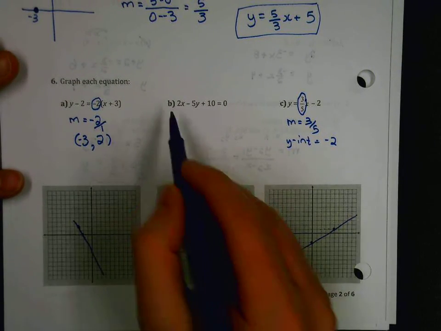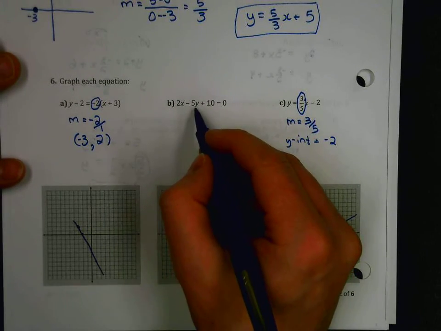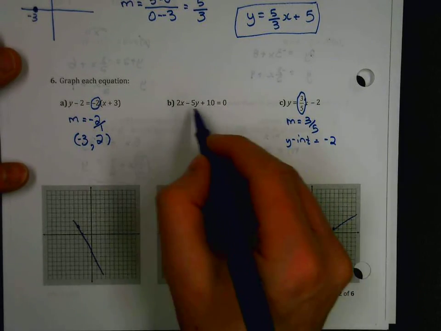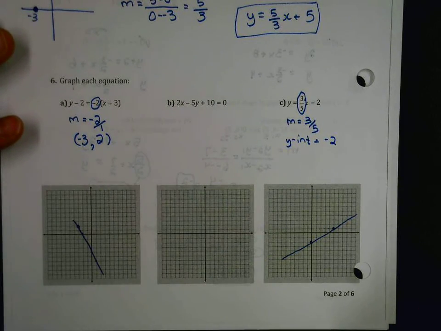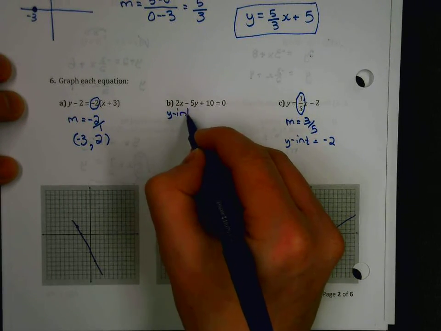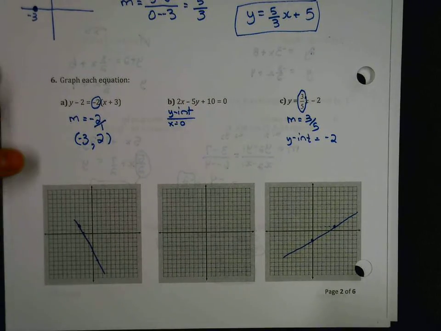For letter B, not as convenient a form, so we might have to rearrange general form to tell us more. Now, if we wanted to find x-intercepts and y-intercepts, this was a bit of a strategy we have also seen. We could say for a y-intercept, we can say that x is 0. And I'm going to try to be a bit efficient about this.